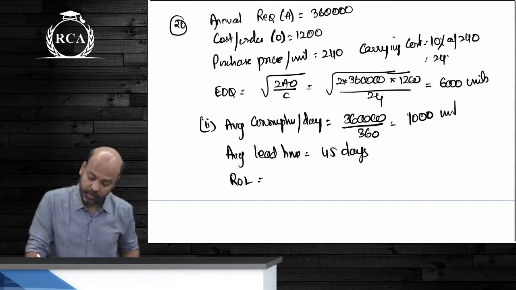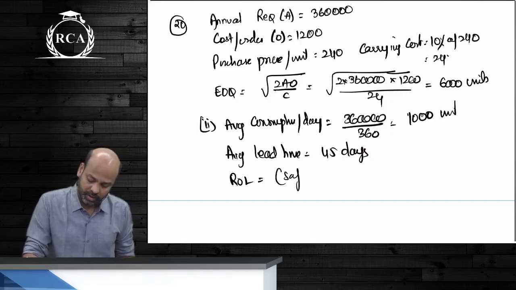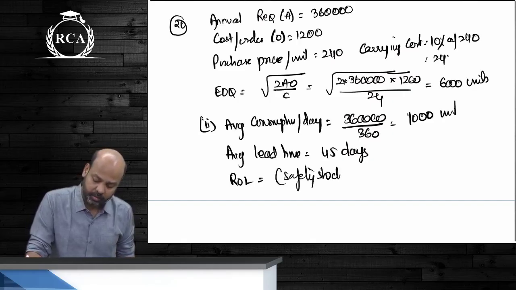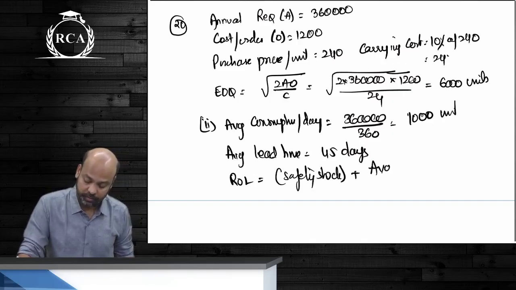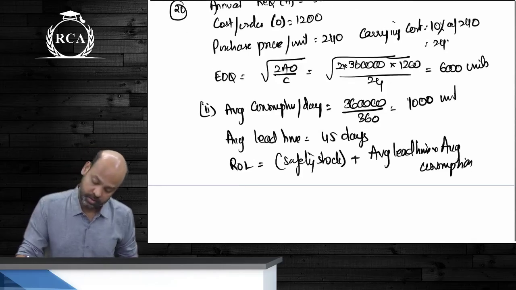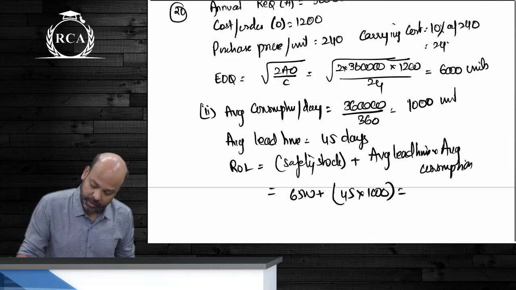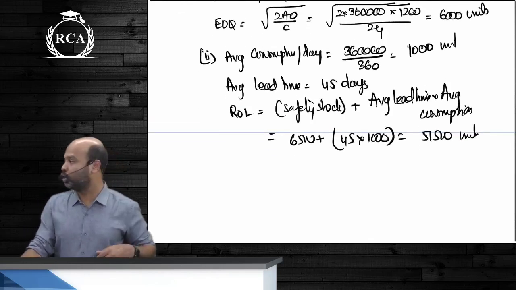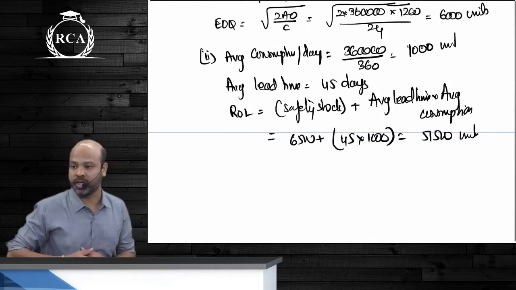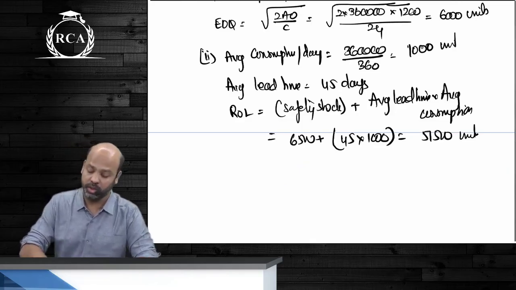ROL beta will be equal to safety stock plus average lead time into average consumption. Average lead time into average consumption, guys. So that'll be equal to 6,500 plus 45 days multiplied by 1,000, 51,500 units. So EOQ guys will be 6,000 units, whereas reorder level beta will be 51,500.